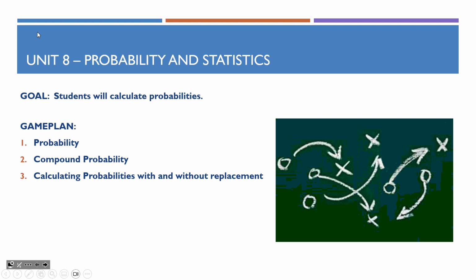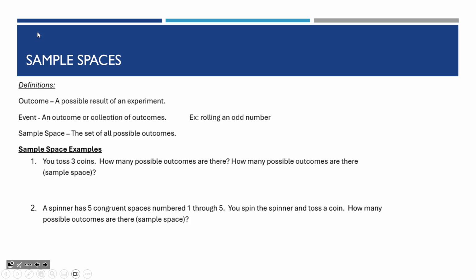Today we are going to talk about probability. Specifically, we're going to talk about simple probabilities, and then we're going to talk about what's called a compound probability, and then we're going to talk about what's called replacement. So calculating probabilities with and without replacement.